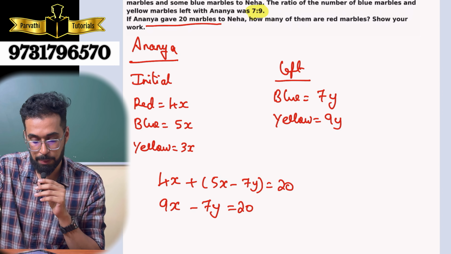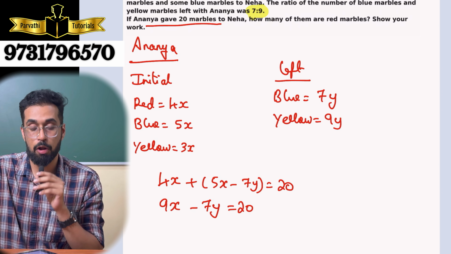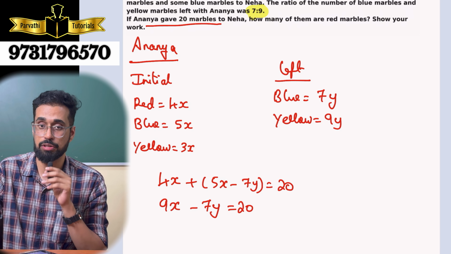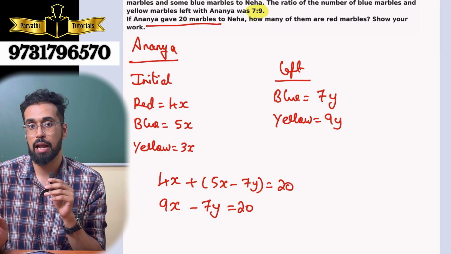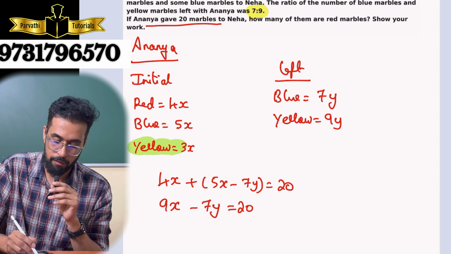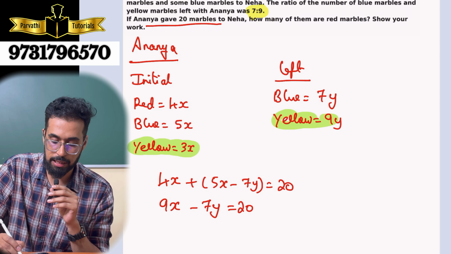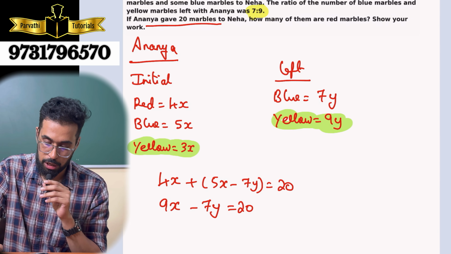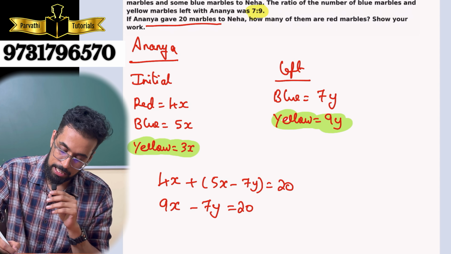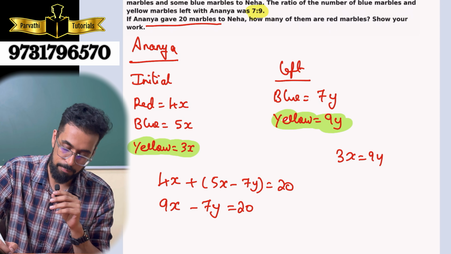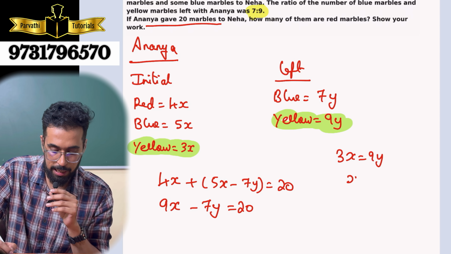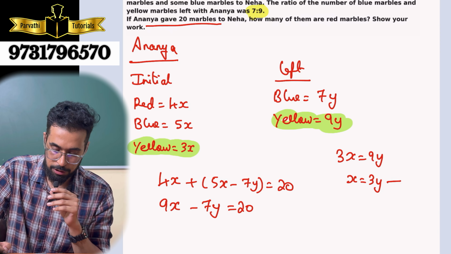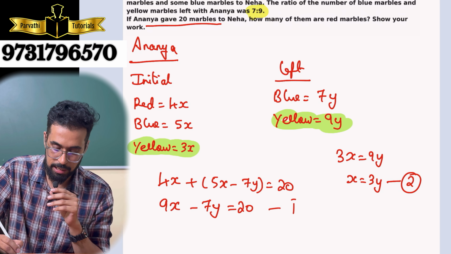The second, important aspect here is that the number of yellow marbles does not change because Ananya hasn't given any of her yellow marbles. So the number of yellow marbles in the beginning and at the end should remain the same. That would imply that 3x is equal to 9y, which we simplify further to get x is equal to 3y. Let's call this equation 2 and our initial equation 1.